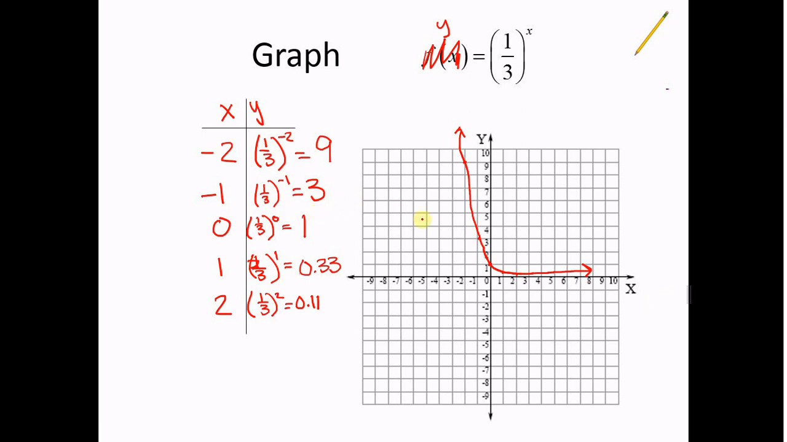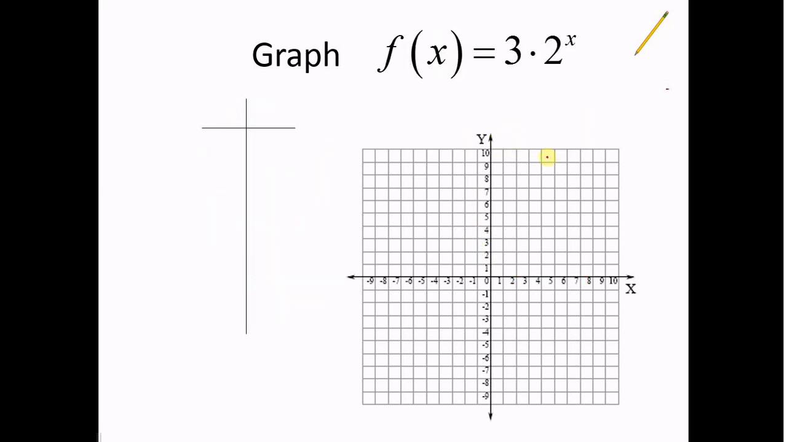So my graph, what kind of graph is this? Is it a growth or decay? If you look left to right, you're going to see it's going downwards, right? Looks like a slide. So this is a decay graph, all right? Decay graph.